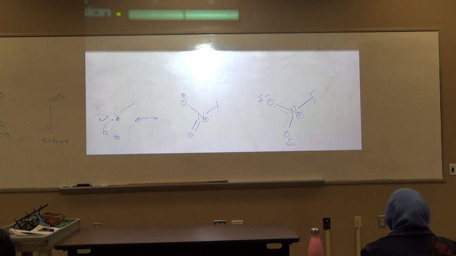In your notes, you say that nitrogen might have an exception to the octet rule. What would that be? Where did I say that? Golden rule number 4, second line.